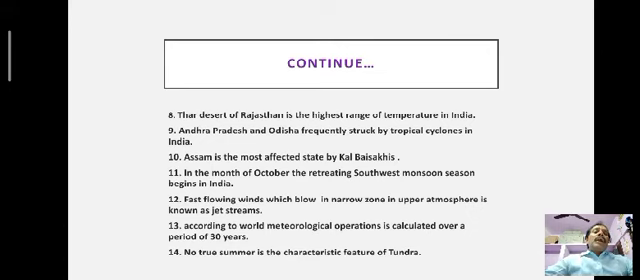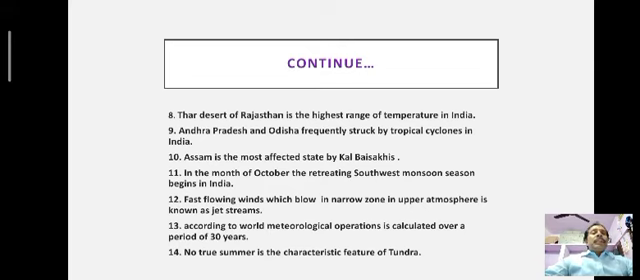Next, Andhra Pradesh and Odisha are frequently struck by tropical cyclones in India. Okay, so the question will be, give the name of the states where frequent tropical cyclones come in India, and the names of the states are Andhra Pradesh and Odisha.